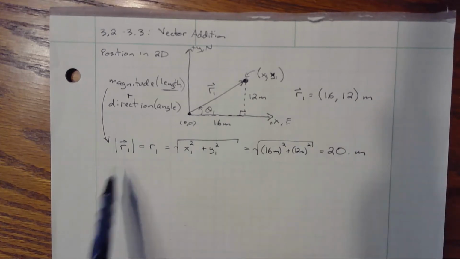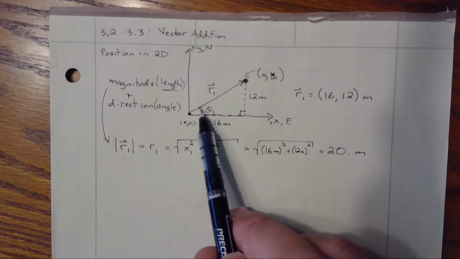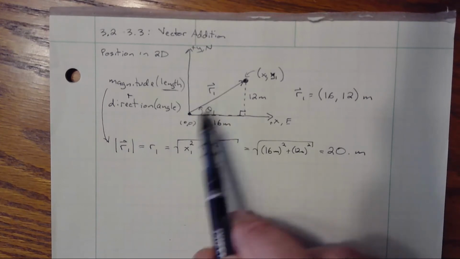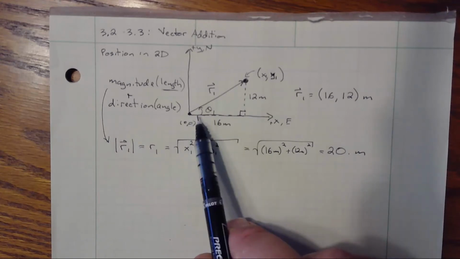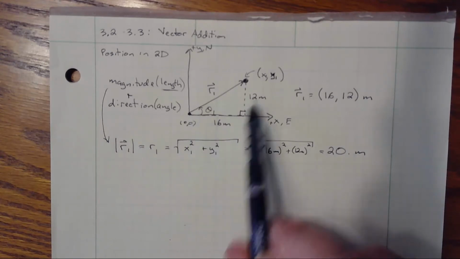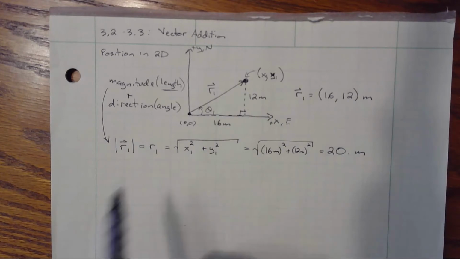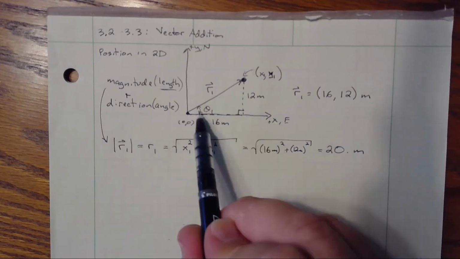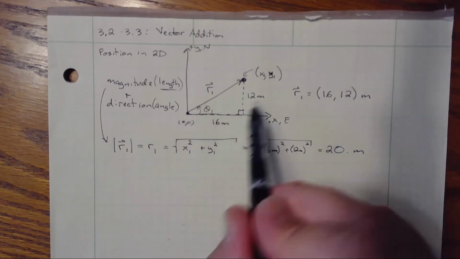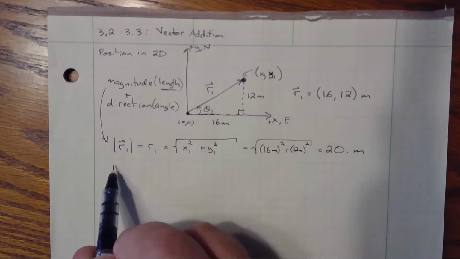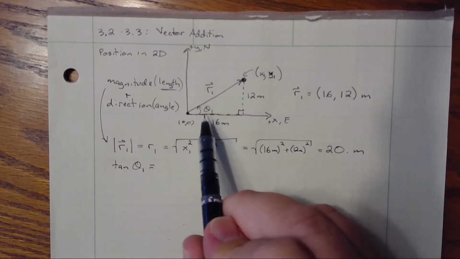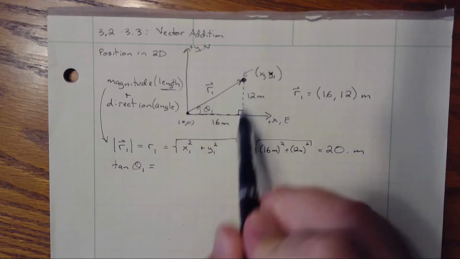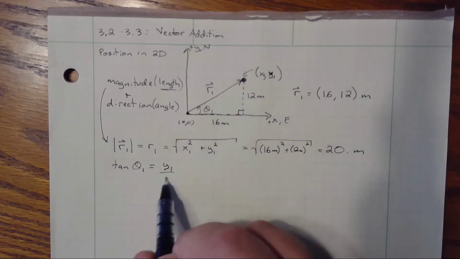Then I can also find this angle by choosing a trig function and writing that angle in terms of either the legs or the hypotenuse. The method that we typically see in the book is one that only relies upon knowing the components. And what we'll do is write down the tangent of this angle theta 1, and that's going to be equal to the opposite over the hypotenuse.